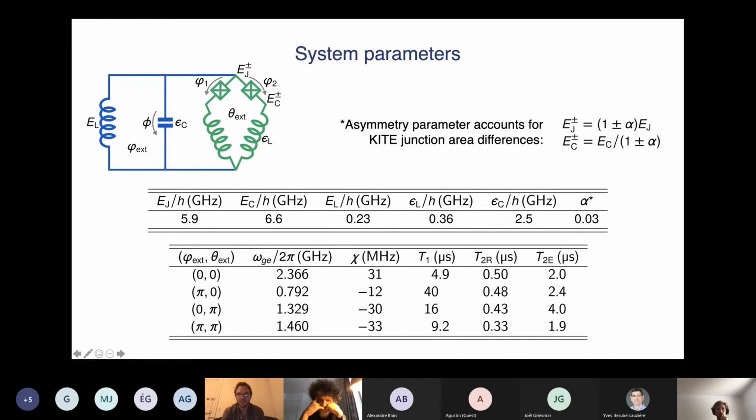The interesting thing is that epsilon C is this sort of stray or parasitic capacitance due to connection leads, which are indeed far away, but still non-negligible, so 2.5 gigahertz. And this is not a fit parameter. This is just determined by HFSS. So there are 4 external flux sweet spots, which is to say there are sweet spots in both of the 2 phi external and theta external knobs at 0, 0, pi, 0, and so on. I'm just restating the measured GE transition frequencies at those 4 places.